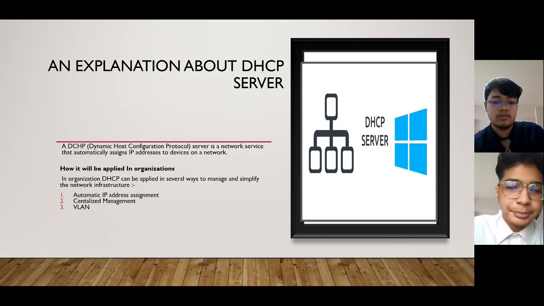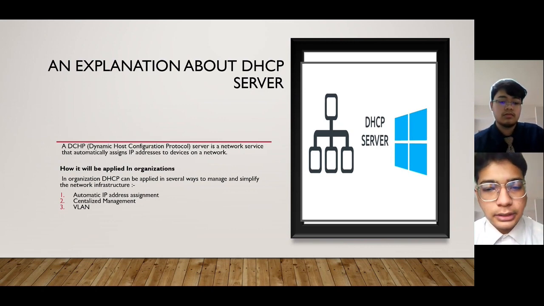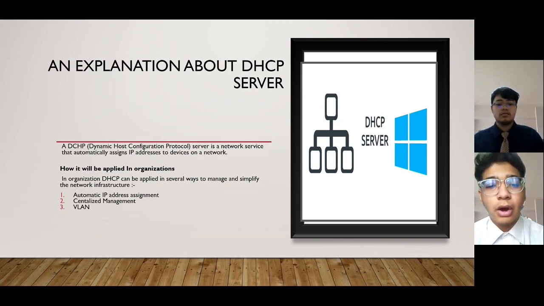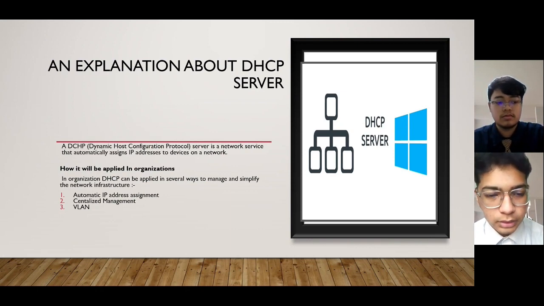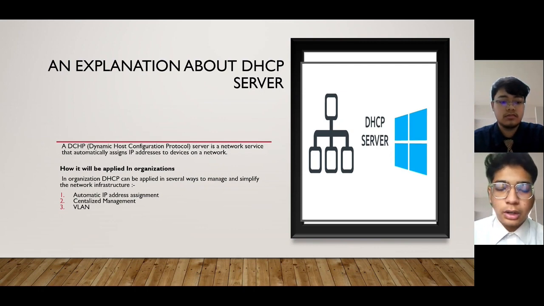So the second one is centralized management. The DHCP server can be used to centrally manage IP address assignment for all devices on the network. It makes it easier for network administrators to keep track of IP addresses and troubleshoot connectivity issues. So the third is VLAN. The DHCP server can also be used to assign devices to different VLANs based on their role or department. This allows for more secure and efficient use of the network resources.